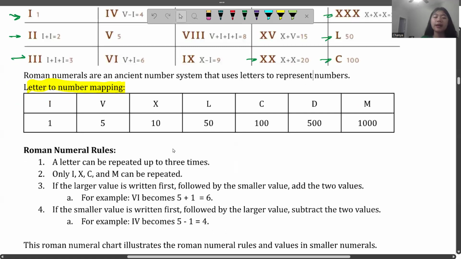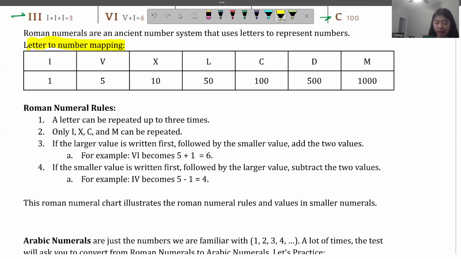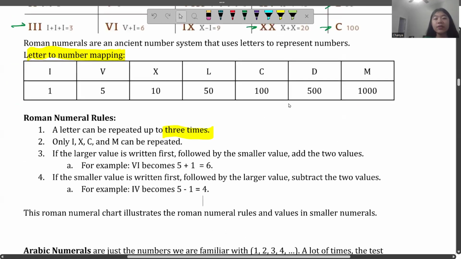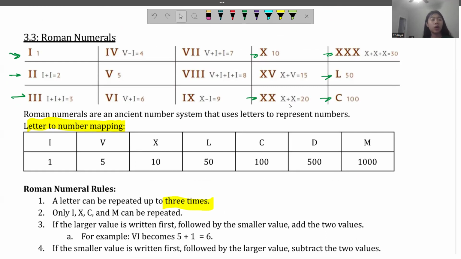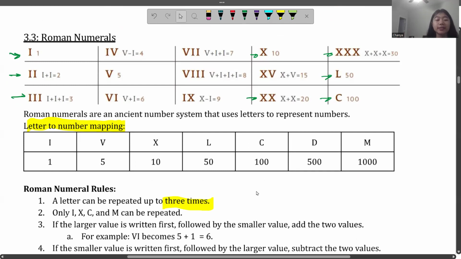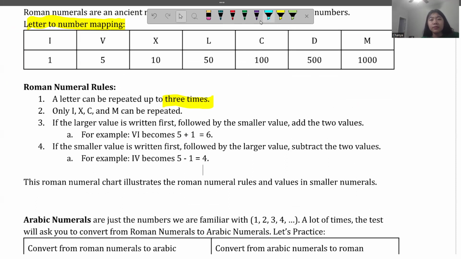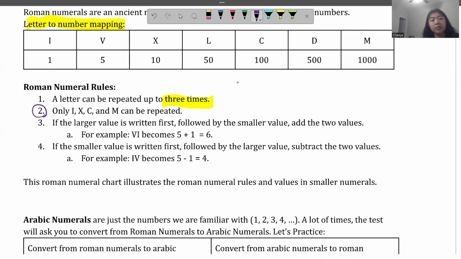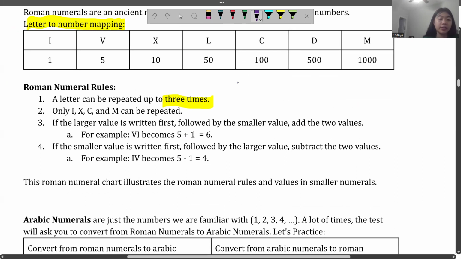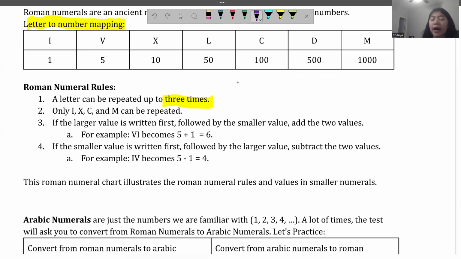However, in Roman numerals, as you can see, a letter can only be repeated up to 3 times. If you look at any of these numbers, you don't see any letter being repeated in a row more than 3 times, right? And there is a reason for this. First, only I, X, C, and M, which are 1, 10, 100, and 1000, can be repeated. But why can't they be repeated 4 or 5 or 6 times? Well, that's because of rule number 3.